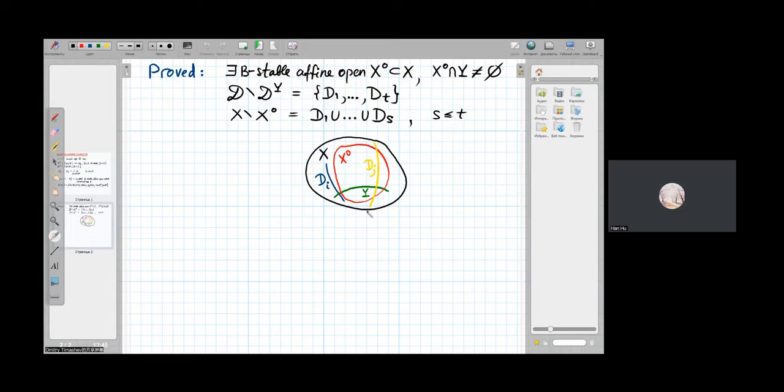Here is the picture. Again, I have taken the picture from the end of the previous lecture. This is the picture of my simple embedding X and closed G orbit Y, and this affine open subset X naught intersecting it. The colors which do not contain Y are of two types. Some of them do intersect X naught, this is for j greater than S. And some of them are in the complement of X naught, this is for i less or equal than S.